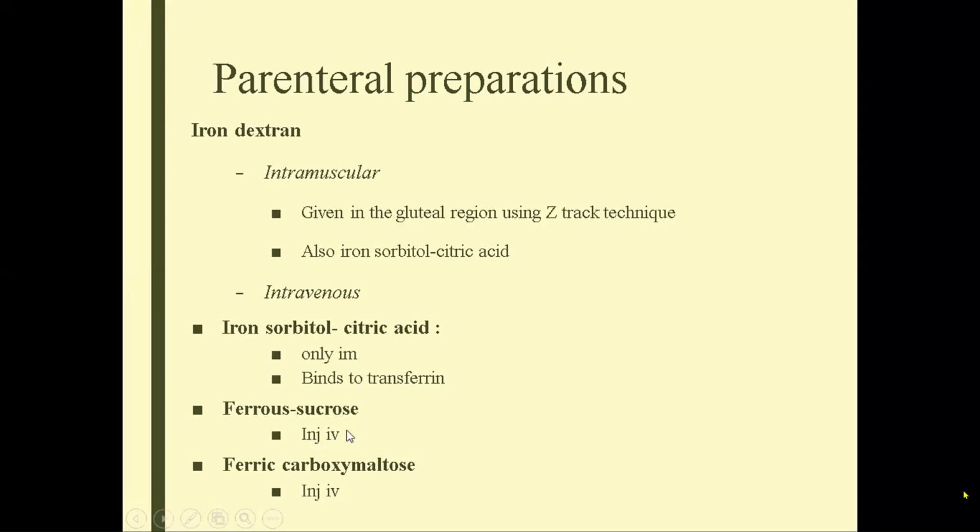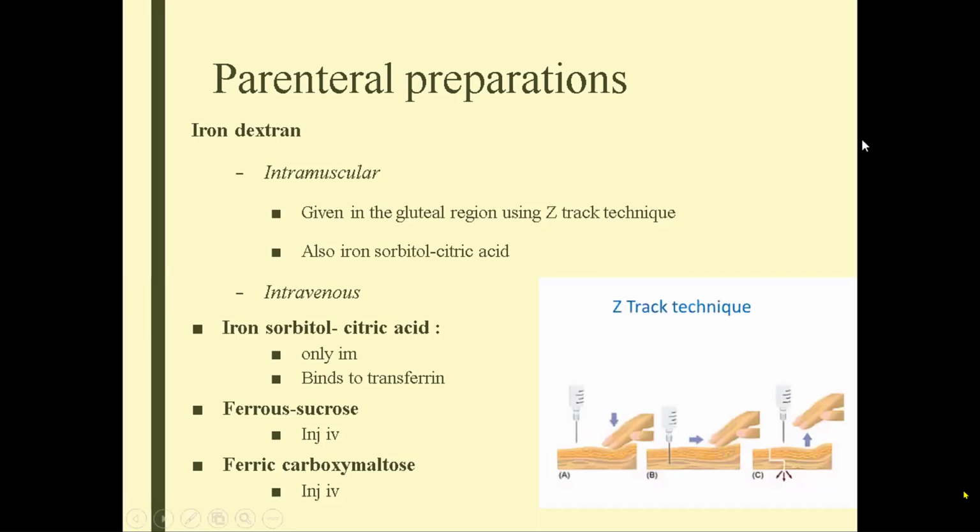Ferrous sucrose is given only intravenously, whereas carboxy maltose is also only IV. So it's very easy to remember: dextran both IM and IV, sorbitol only IM, and the rest only IV. This cannot be given intramuscularly, right? Another thing you should know about intramuscular injection of dextran is that it is given using a Z track technique once in the gluteal region, right?